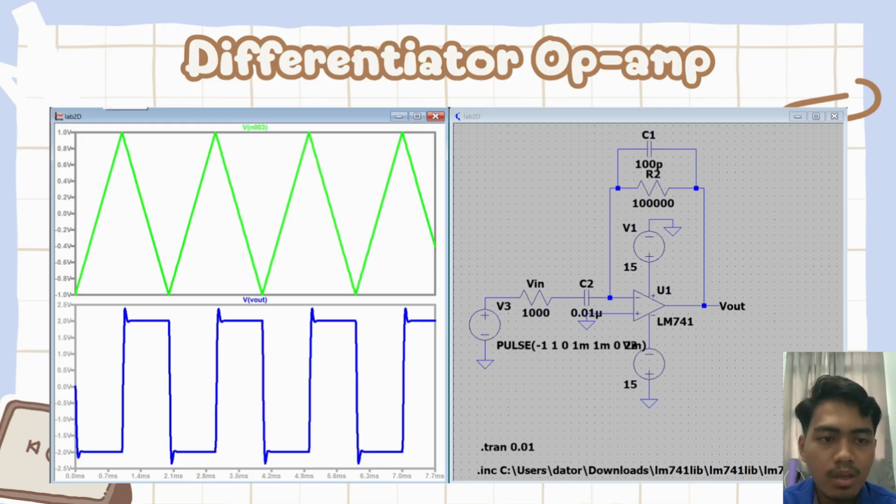The main non-ideal challenge for the differentiator is noise and instability, because its gain is proportional to frequency. It has very high gain at high frequencies. This characteristic amplifies any high frequency noise or sudden transient, potentially driving the circuit into oscillation or saturation. A small resistor is often placed in series with the input capacitor to limit the high frequency gain and improve stability.